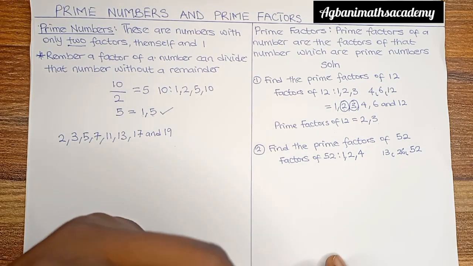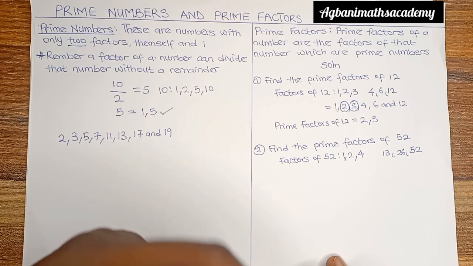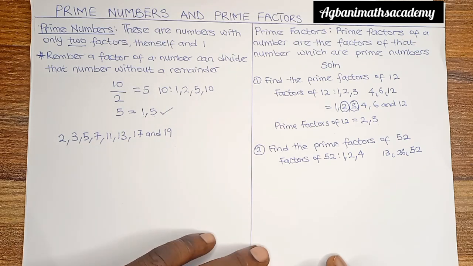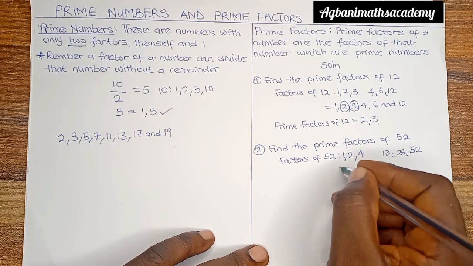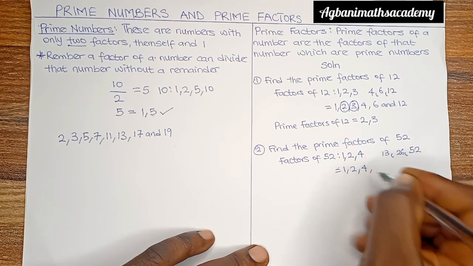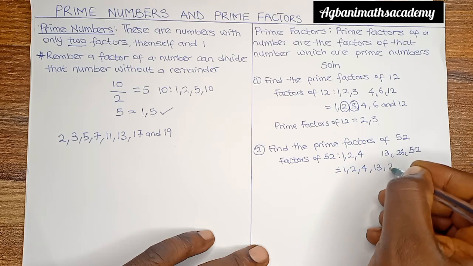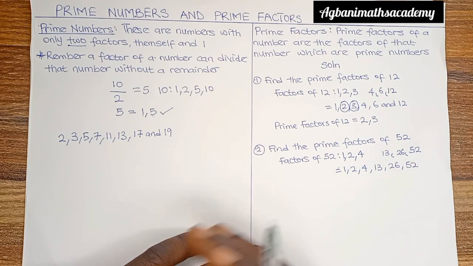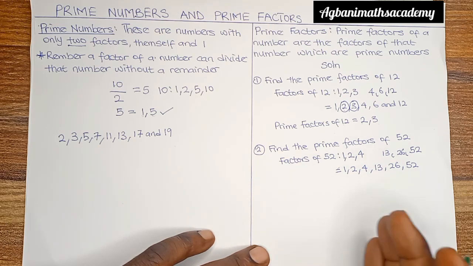5 is not a factor. 6 is not a factor of 52. 7 is not. 8 is not. 9 is not. 10 is not. 11 is not. And 12 is certainly not. This means that the factors of 52 are 1, 2, 4, 13, 26, and 52.